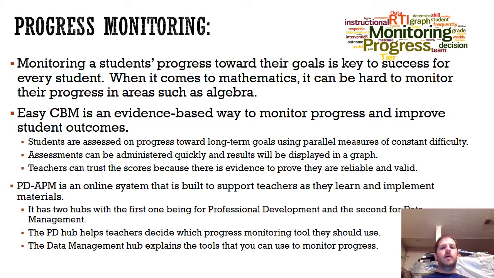Students are assessed on progress toward long-term goals using parallel measures of constant difficulty. Assessments can be administered quickly, and results will be displayed in a graph. Teachers can trust the scores because there is evidence to prove they are reliable and valid.